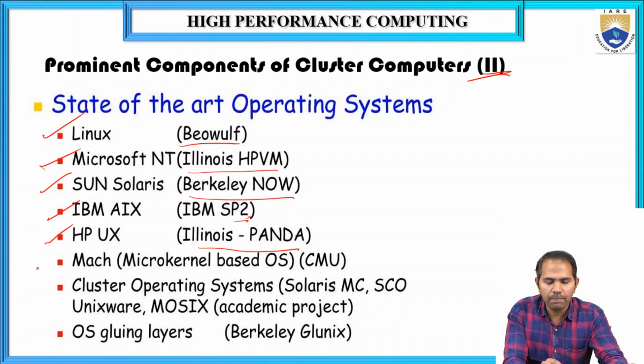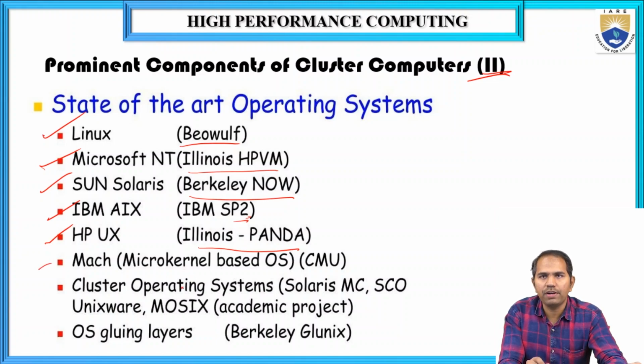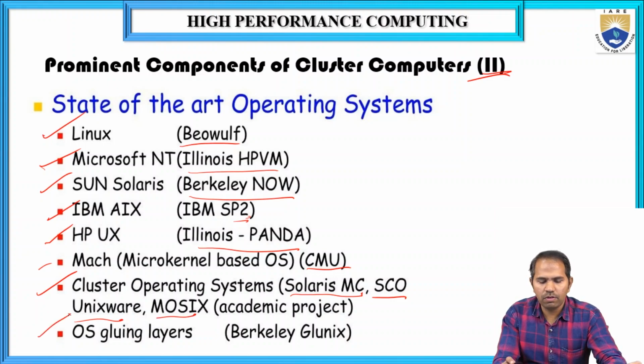And then Mach, a microkernel based operating system. This is written at CMU. And then next, cluster operating systems, like Solaris MC, SCO Unixware, Mosaics. So next, operating system gluing layers, that is Berkeley GLUnix. So these are all the requirements.